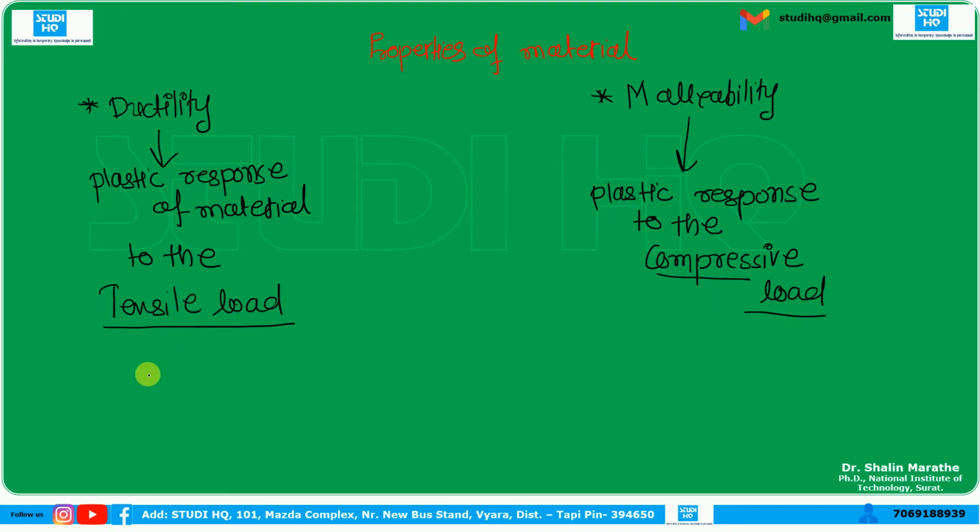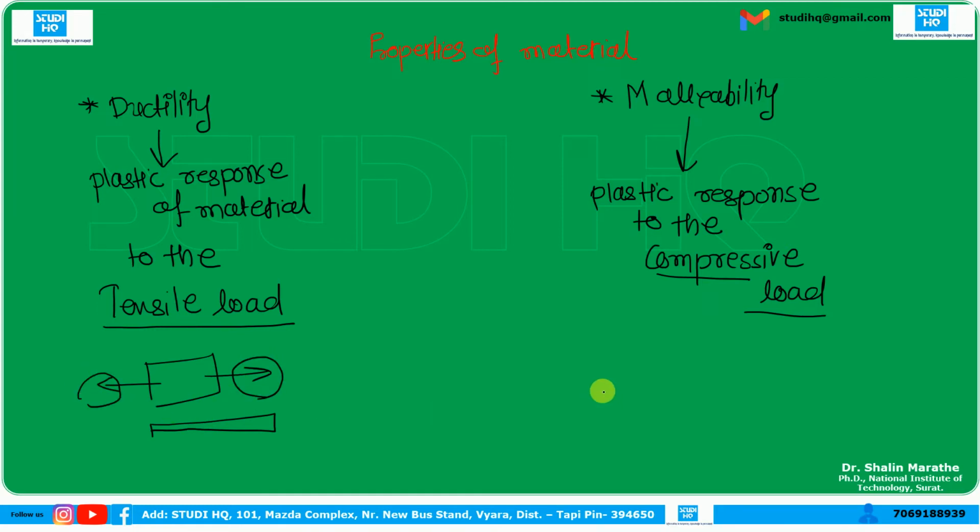Tensile load means if there is a material and you apply tensile load and you convert this block into thin wire. Generally this kind of definition is given. If we can convert the material into thin wire, it possesses ductility. But that is okay. If we want to give more meaning to the definition, it is the plastic response of the material. Why plastic? Because it is the permanent deformation. So plastic response of the material to the tensile load.